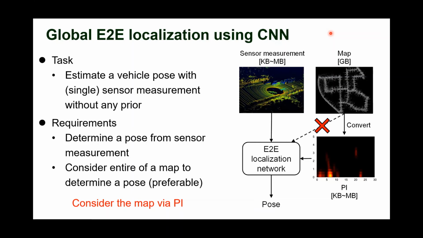Since localization is basically performed using a map, the map should be fed to CNN. However, it is difficult to feed the map since its size is quite large. The map size easily exceeds the gigabyte size. In this investigation, we generated a persistence image from the map and fed it to CNN. Since the size of the persistence image is small, even though the original point cloud is huge.